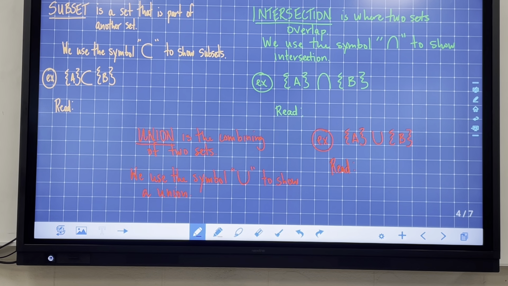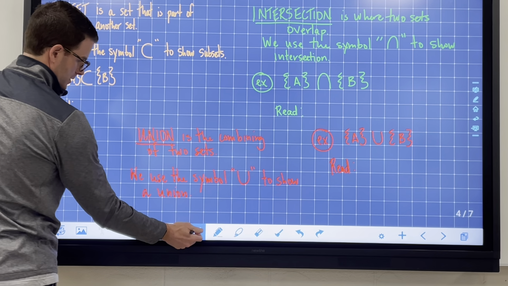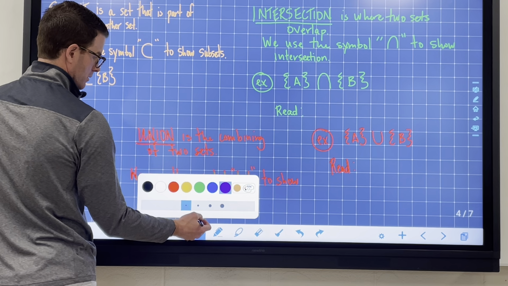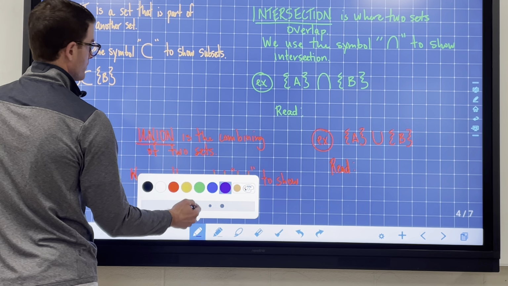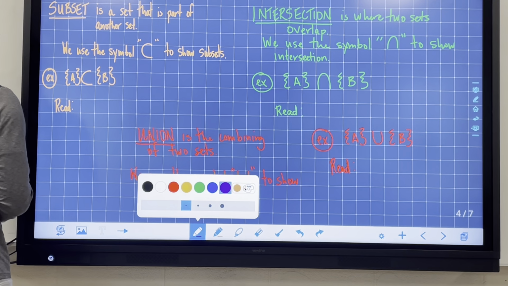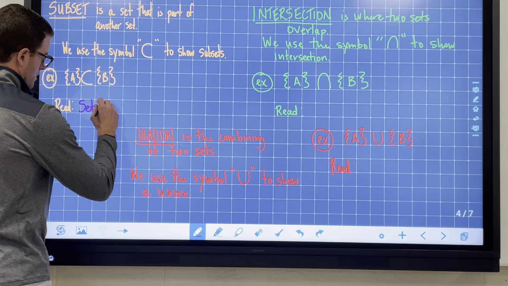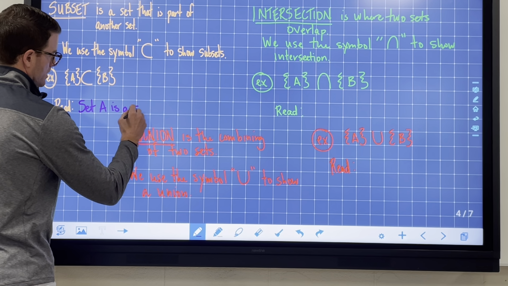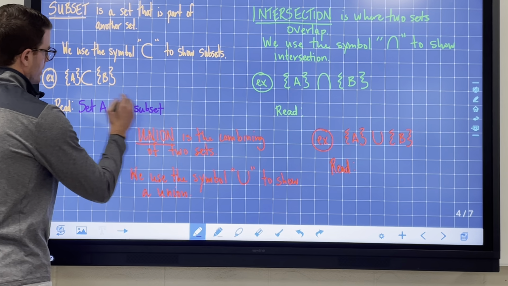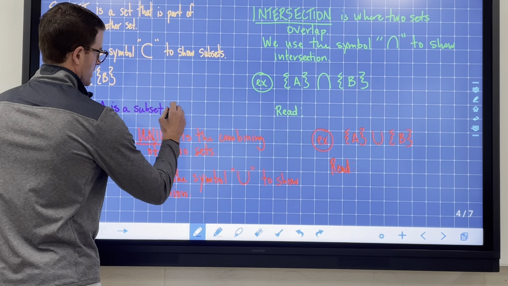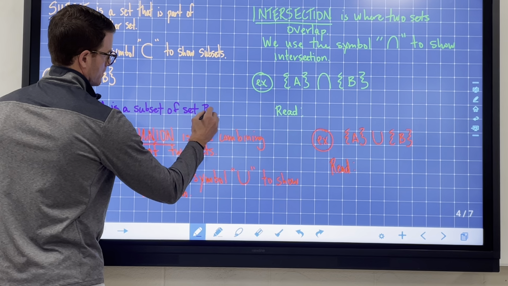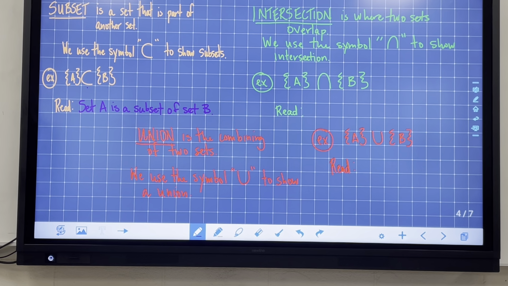Take a second. All right, so this would be read as, let's change color. I guess we'll keep the purple, sorry. All right, so we'll go set A is a subset, right? That's what this symbol is, of set B. Okay, so that's subsets, smaller groups that are part of a larger group.